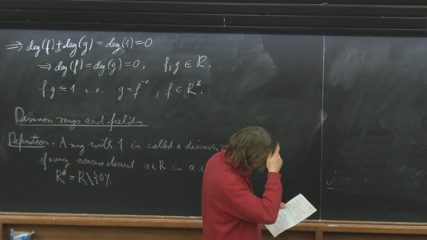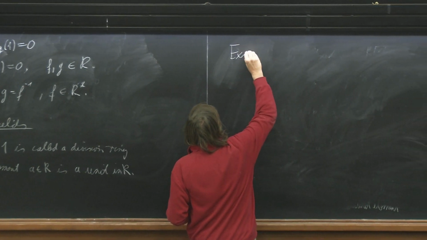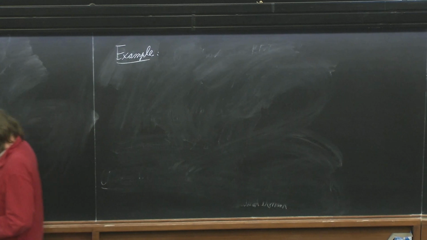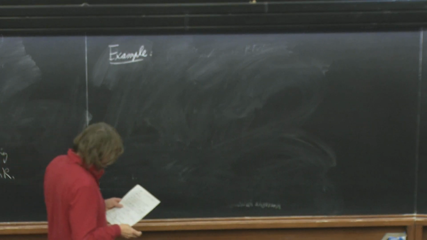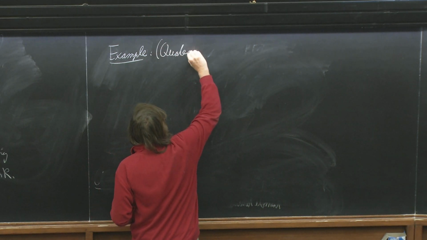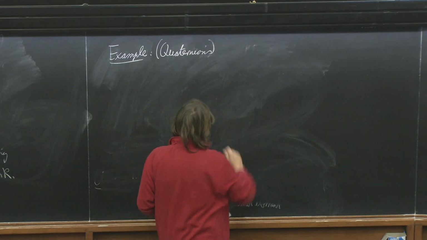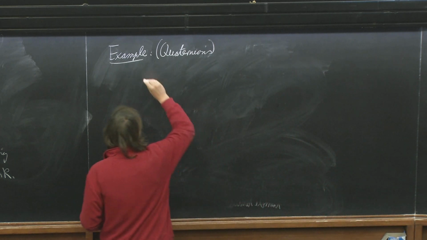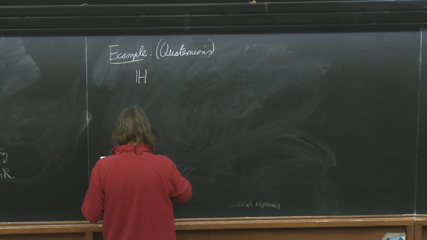So here I just give one example, which historically for some time was very important, but it's not really super important. Anyway, these are the quaternions. A division ring, which is not a field, so a non-commutative division ring. I just sketch it. These are called H after Hamilton, who invented them.